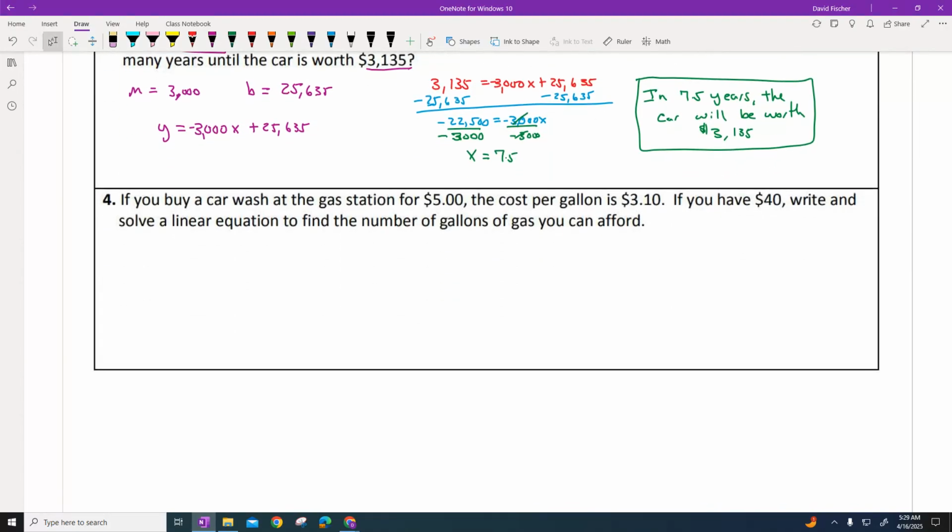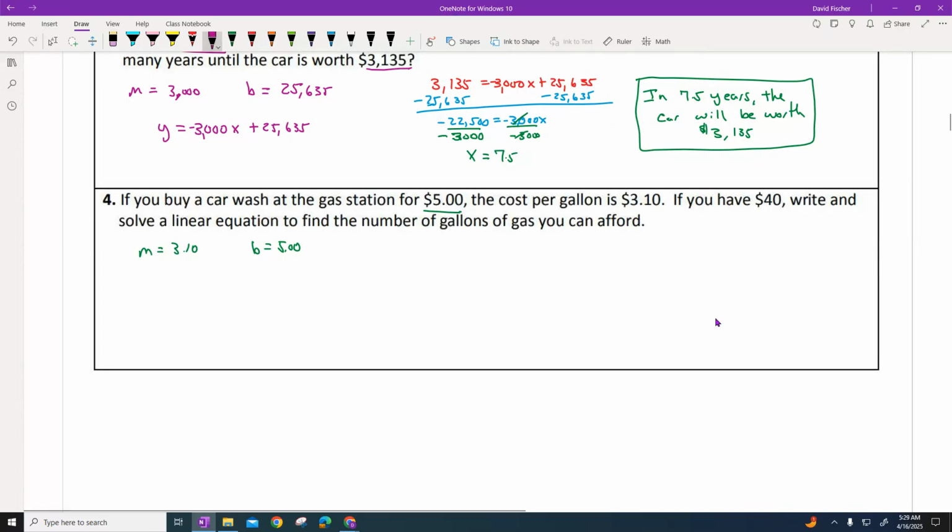Okay, so now you're going to buy a car wash at the gas station. So you drive up and say, hey, I'm going to get my car washed today. Well, I'm always again looking for something that you're going to do one time. You're going to pay $5 one time. So that's my B. And you're going to buy some gas, and the gas is $3.10 for every gallon. So there's my slope.